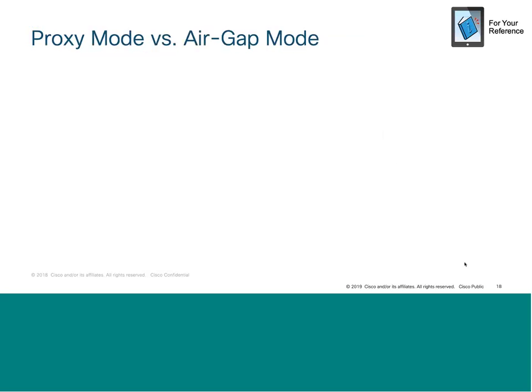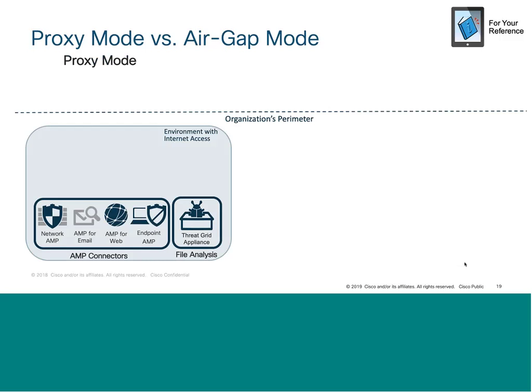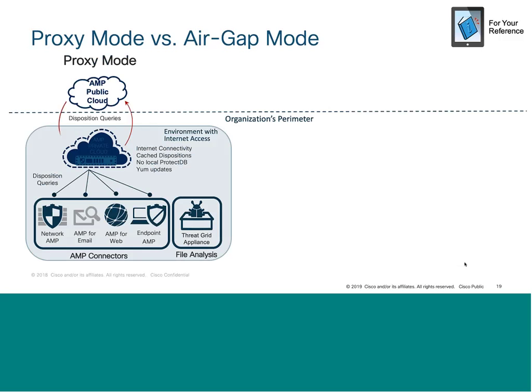So a little bit more about proxy versus air-gap. In terms of an organization perimeter, we have all of our connectors, whether they be network, email, AMP for web, or the endpoint connector, and they're all going to connect to your AMP private cloud for disposition queries. Now that AMP private cloud will then proxy those disposition queries up to the AMP public cloud, which will then return it to the private cloud.